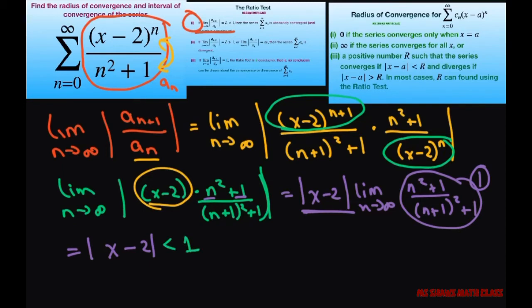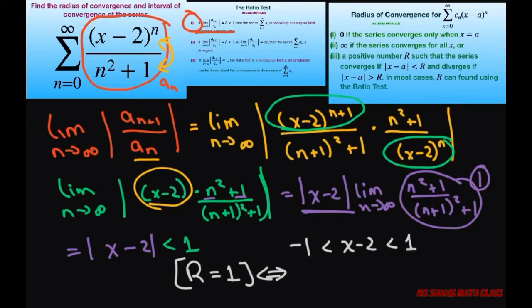That means the radius of convergence equals 1 if and only if we have negative 1 is less than x minus 2 is less than 1. So if you add 2 to every piece, so add 2, add 2, add 2, we get x is in between 1 and 3. So now we have to find the interval of convergence, and to do that we have to test our endpoints 1 and 3. So let's do that.